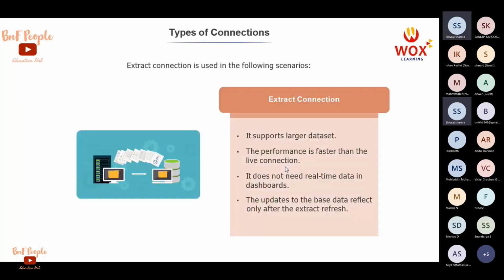Second is your extract connection. Extract connection is basically used when the data is very big. As well as if you are not working on live data, it is faster than the live connection, and it does not need real-time data in dashboards. It is not reflecting updates. So whenever you update the data set or the database, it needs to be refreshed. And when you refresh your data set, it is also updated in your dashboards.